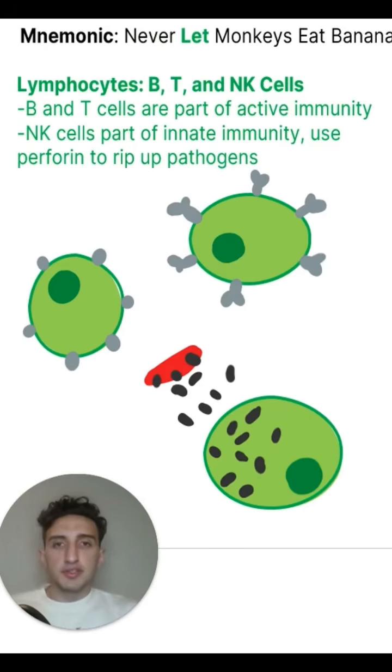The next immune cell that you need to know is the lymphocytes. And we can use the word "let" in our mnemonic to help us remember lymphocytes. So there's actually 3 types of lymphocytes that we need to know. B cells and T cells are part of active immunity. That just means that B cells and T cells are very specific to an antigen or a specific pathogen.